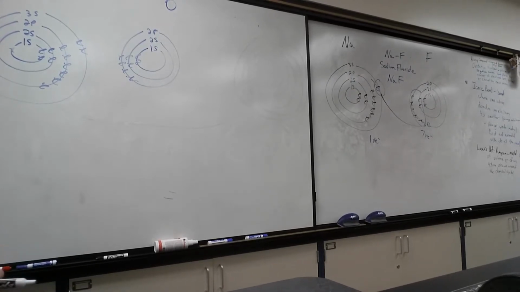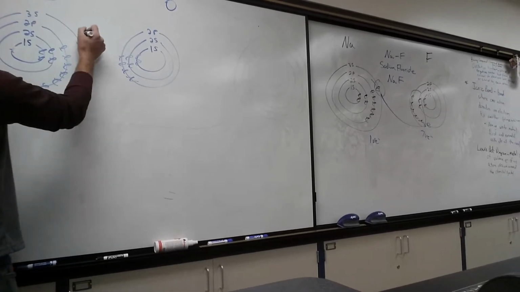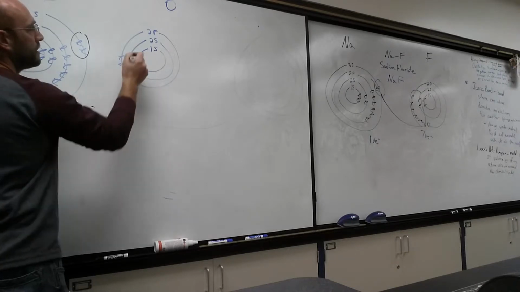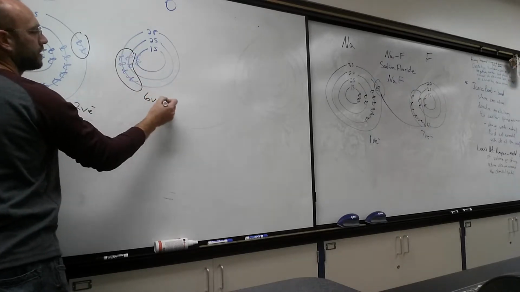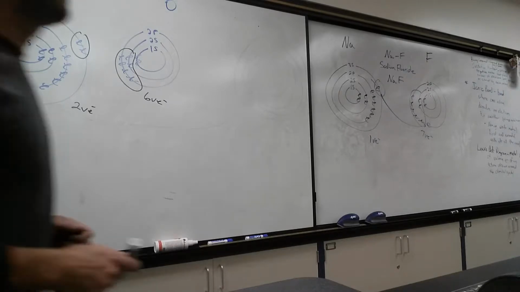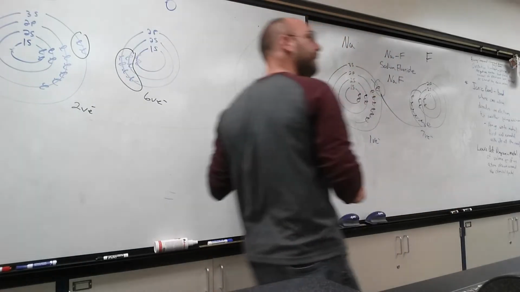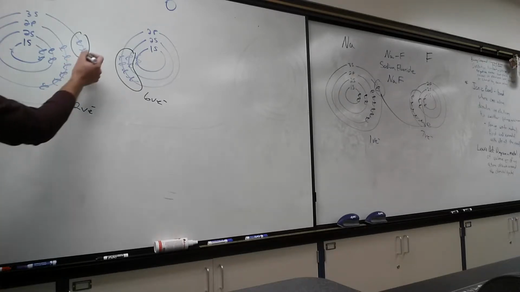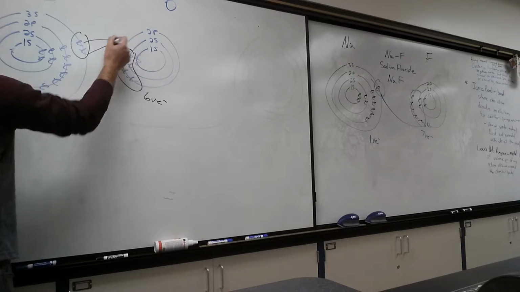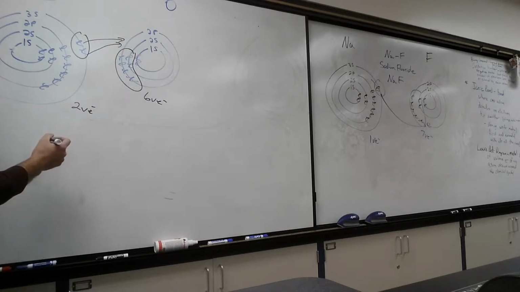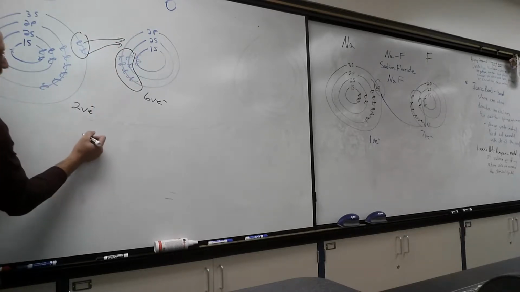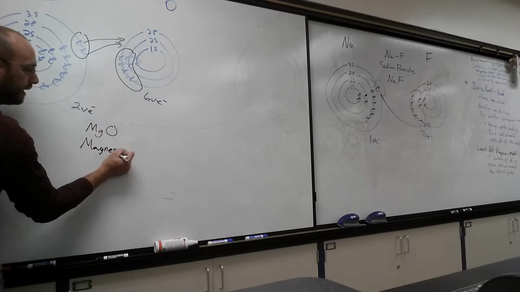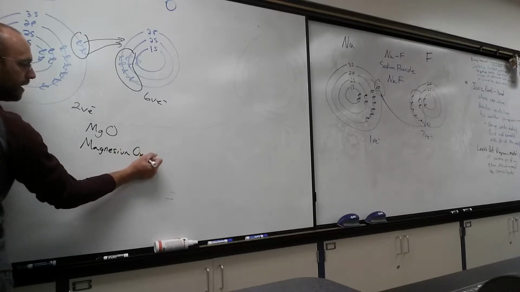All right, how many valence electrons on this magnesium? 2. 2 valence electrons. And how many on this oxygen? 6 right here. 6 valence electrons. Now, we can do simple math. If you understood this example, then this should be easy, right? What can I do here? Take the 2, right? Give these 2 electrons here. And so now I have what compound? Magnesium oxide.